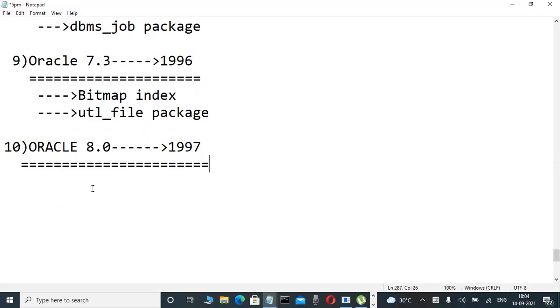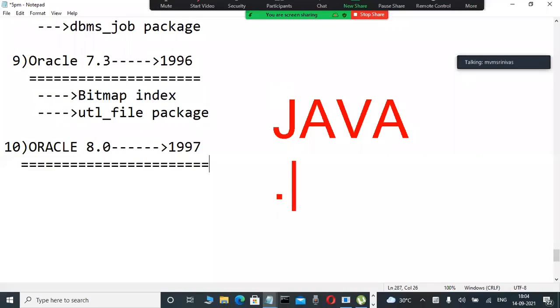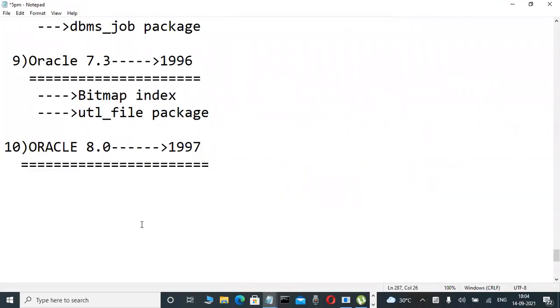And now observe slowly here. Nowadays, anybody learning courses like Java or .NET always has object-oriented features: what is an object, what is a class, what is inheritance, what is polymorphism. The same object technology was introduced in Oracle in 1997, from 8.0 onwards. Write it fast. Introduced: object technology. Object technology was introduced in the Oracle 8.0 version onwards.